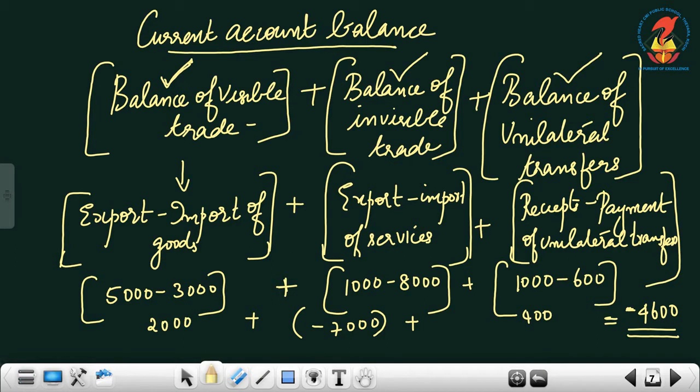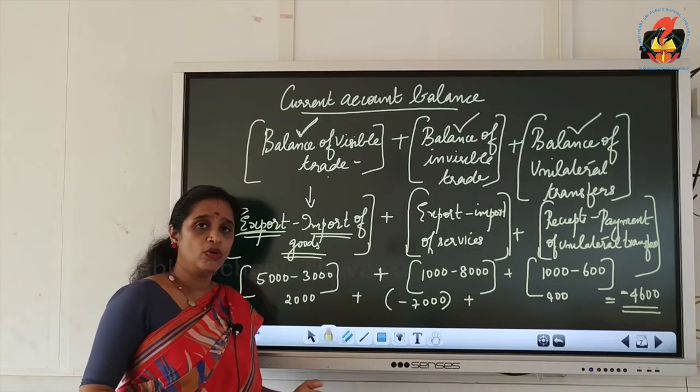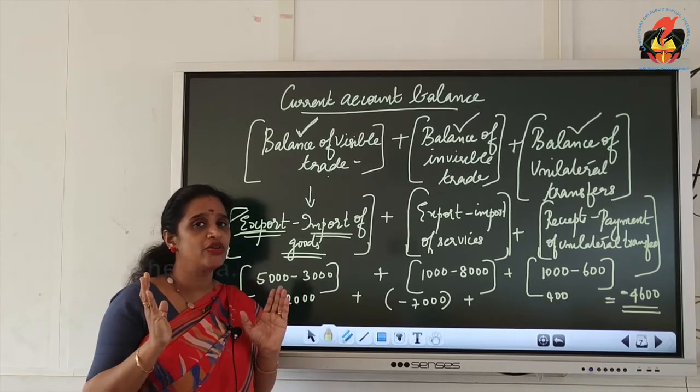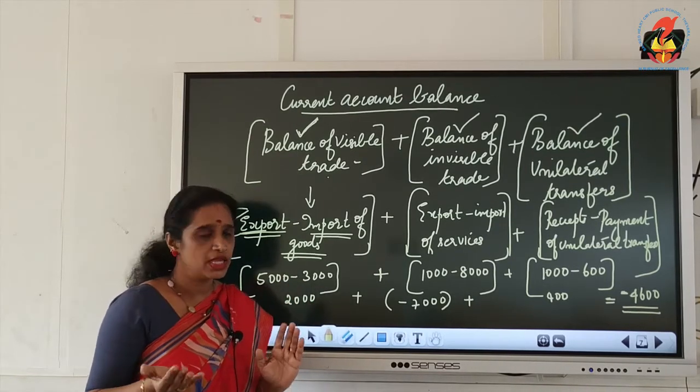These three are the components of current account. Now, how do we find out the balance of visible trade? Balance of visible trade is equal to export minus import of goods. When I say visible trade, both the sides should be there, export and import. So, how do we find out that export minus import?